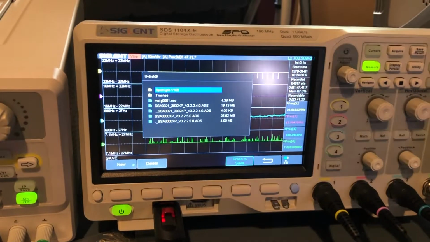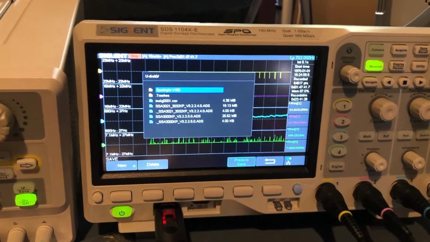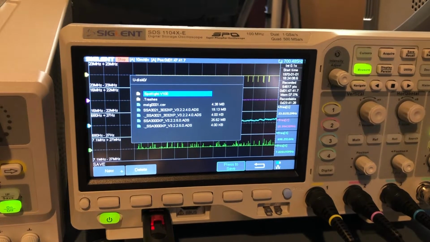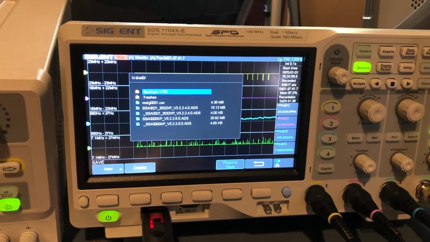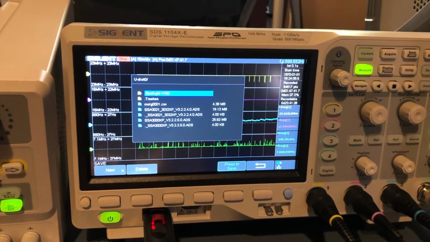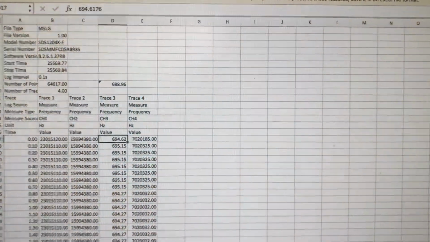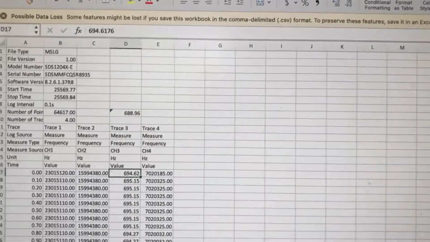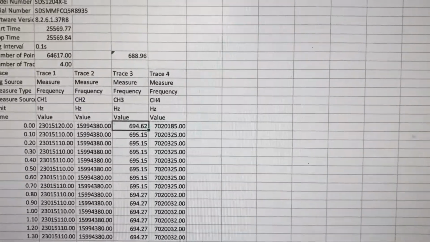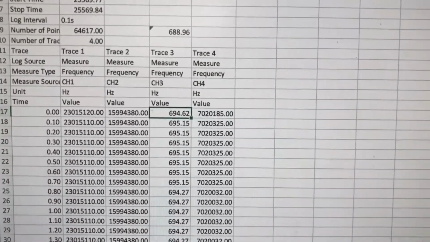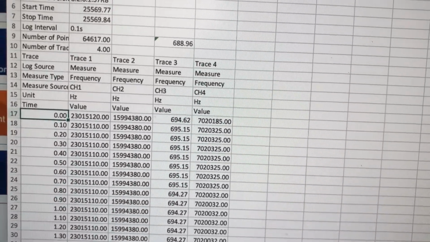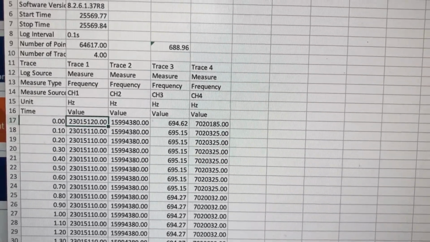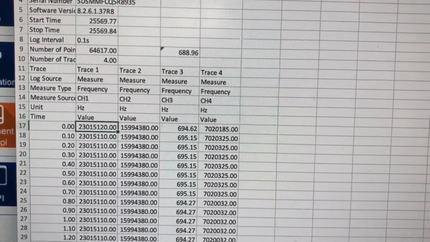So let's load that up on the computer and take a look at what the local oscillator frequency was when the audio was at 700 hertz and when the audio was at 600 and whatever it went down to. Okay, so here's the data, the spreadsheet loaded up in Excel. And we can look at the beginning. We were at 694.62 hertz on audio, and our local frequency was at 23 megahertz, 15 kilohertz, 120 hertz.